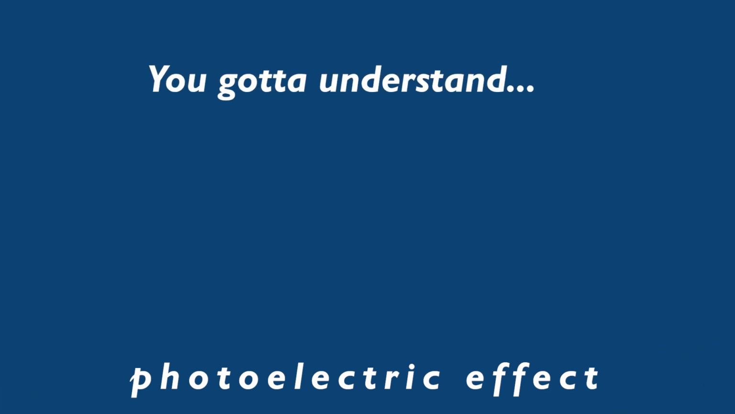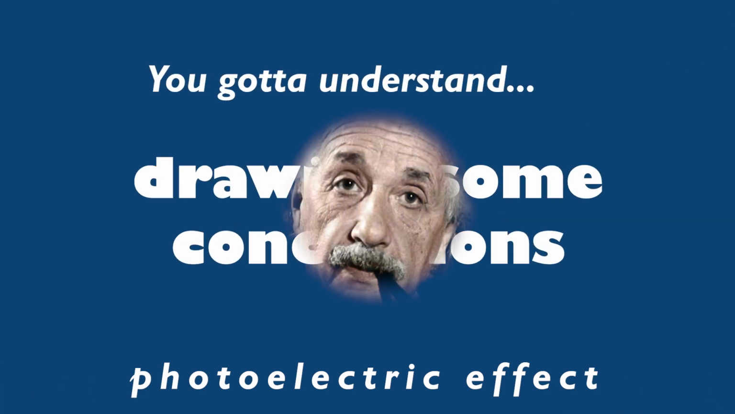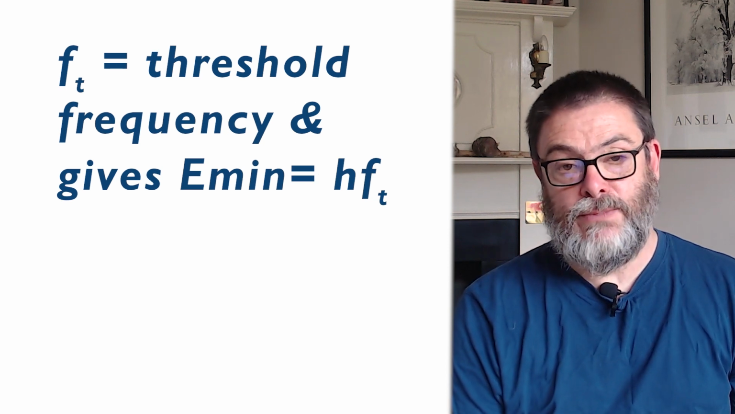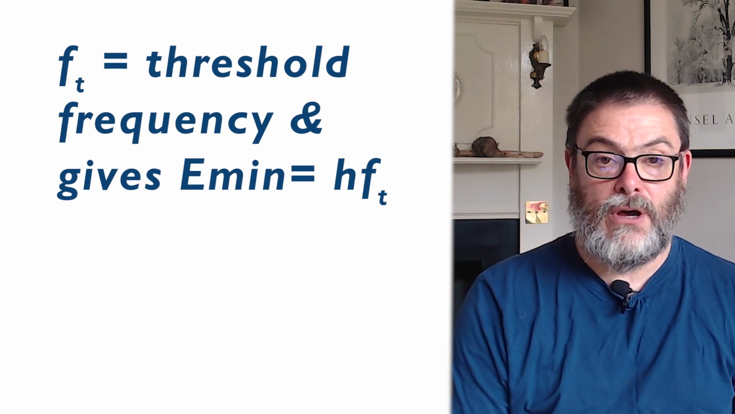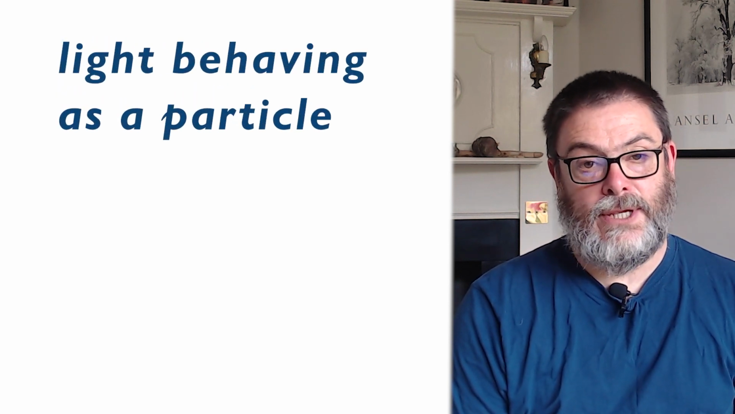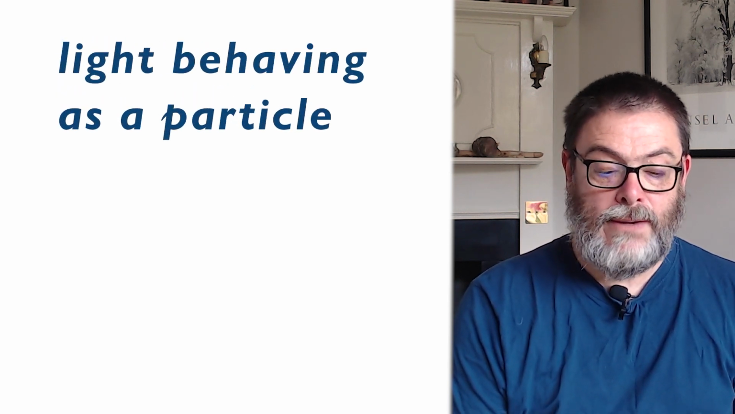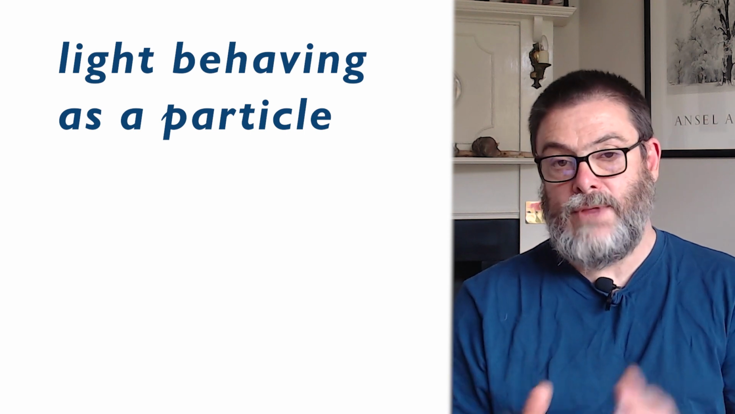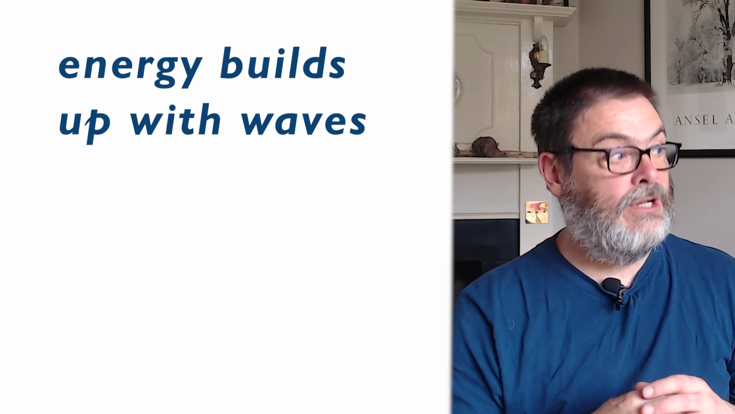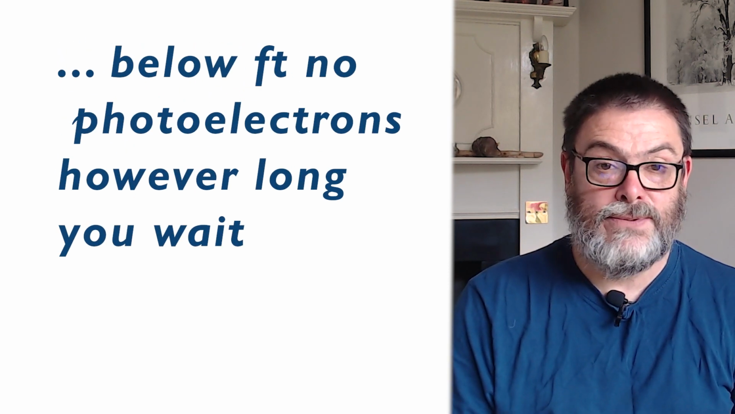Let's draw some conclusions from all of this. Remember, some of the world's greatest physicist rock stars got stuck trying to work out what was going on. There is a minimum frequency, and hence energy, below which no photoelectrons are emitted. This suggests strongly that the light coming in is behaving as a particle, because if it was a wave, we know that energy builds up with waves, and consequently the electrons would eventually have enough energy to be emitted. But however long you wait, nothing happens.